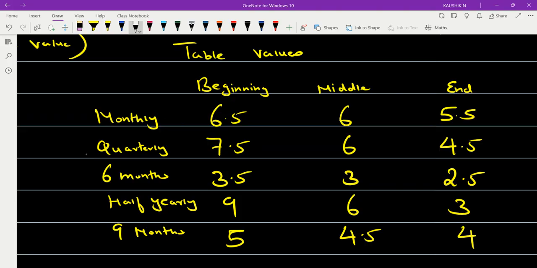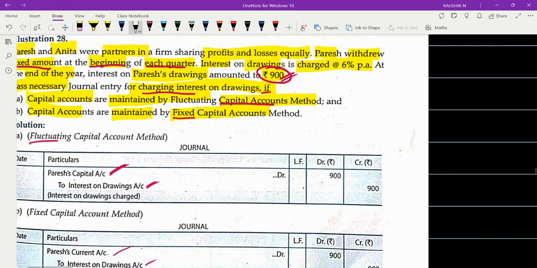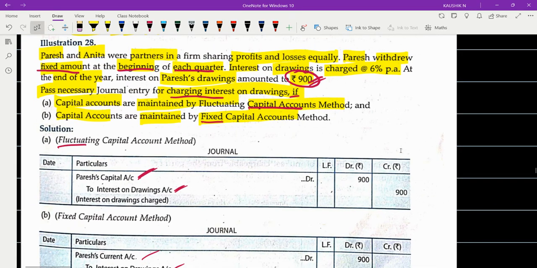So that means it comes under this particular bucket: quarterly basis, beginning. So what is the table value to be used? What is the table value that you have to use for calculation purposes? Very good. This is the value you are going to use to derive that 900. But my question is not how you got 900. My question is, what was the drawings amount done by Paresh? I don't want you to say that the drawings interest is 900. I want you to compute how much Paresh has withdrawn. The amount of withdrawal done by Paresh. That is the question.